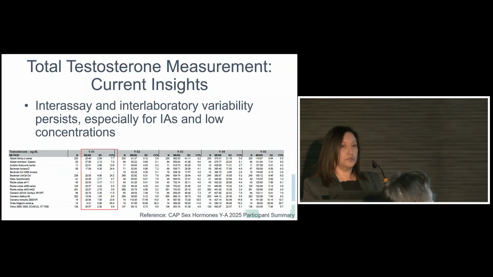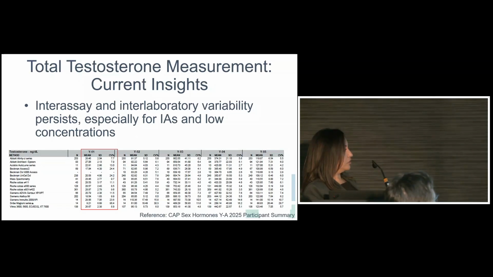Fast forwarding to this year, this is a screenshot of a recent CAP survey. There's no recent publications assessing current immunoassays, although some of them are fairly similar to what we saw in the publication from 2019. You can see, for example, for one sample, which has lower concentrations of testosterone, that you still see significant variability across assays. Mass spec is also listed here.